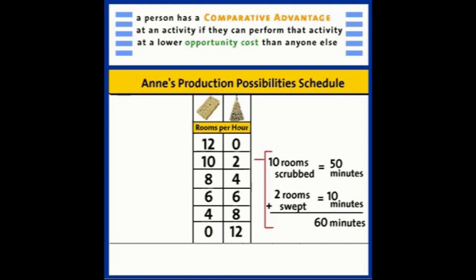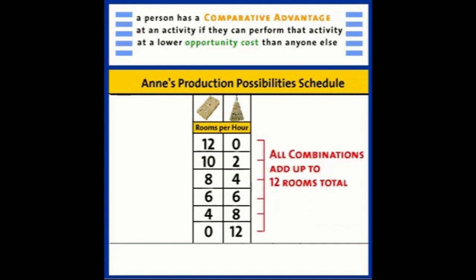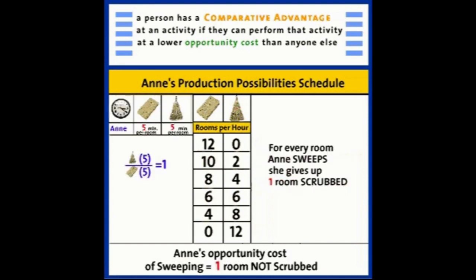How did I calculate that? Well, the cost of sweeping a room is 5 minutes of Anne's time, divided by 5 minutes that it takes to scrub a room. That means every room that Anne sweeps is a room she's not scrubbing. Her opportunity cost is constant. The opportunity cost of sweeping 1 room for Anne is 1 room worth of lost scrubbing. Likewise, because of this reciprocal principle, if Anne scrubs a room, that's a room that she's not sweeping. She spends 5 minutes scrubbing. That's the same 5 minutes she could be spending sweeping. So the opportunity cost of 1 room worth of scrubbing is 1 room worth of lost sweeping. Here's Anne's production possibilities schedule.